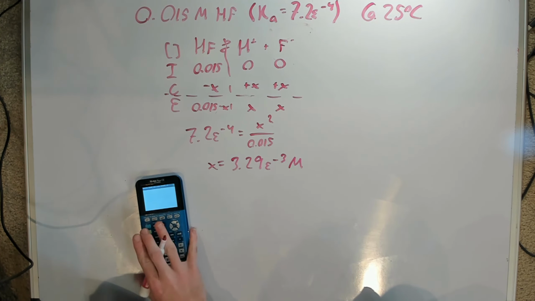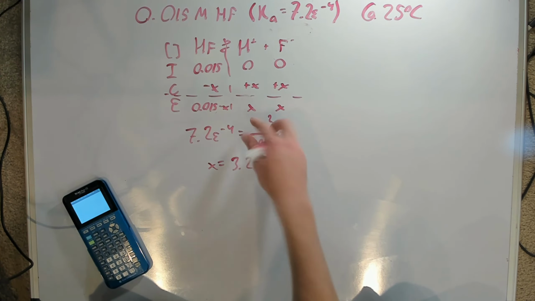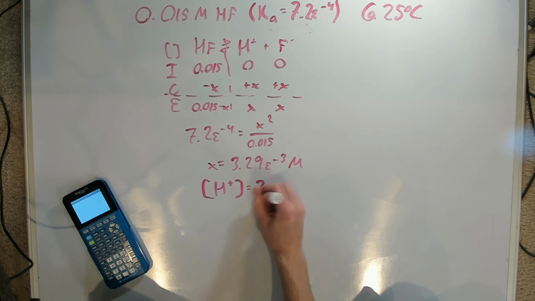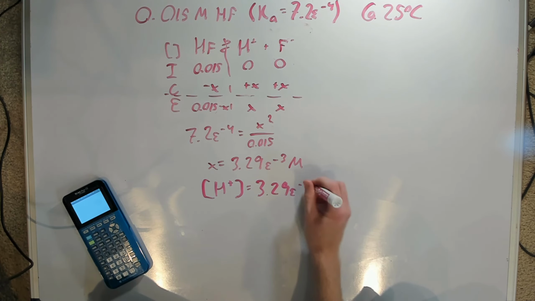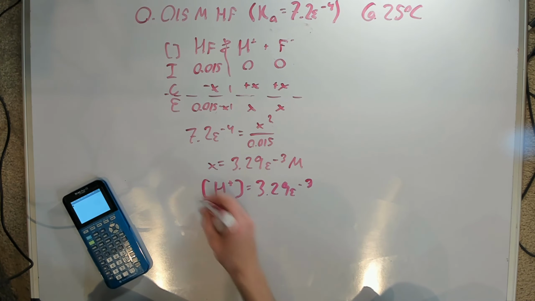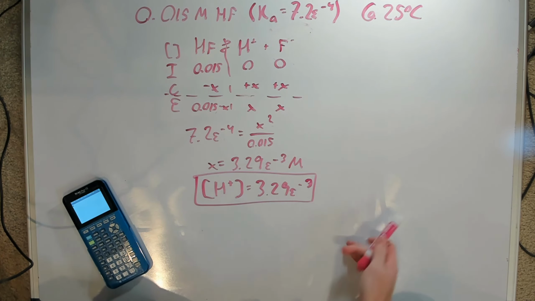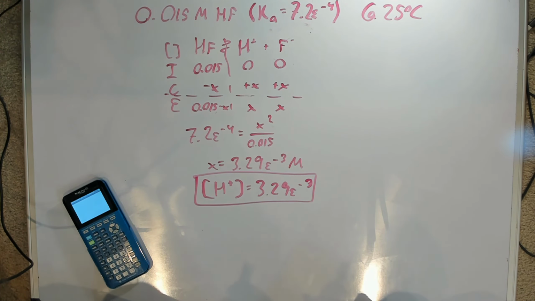And now because the concentration of H plus at equilibrium is equal to x, we have H plus is equal to 3.29 e to the negative third. Okay, that's H plus. Now let's go for pH. We're not going to go to OH minus because it's, again, redundant. We're at 25 degrees Celsius. It's just the simple KW is equal to OH times H equation.